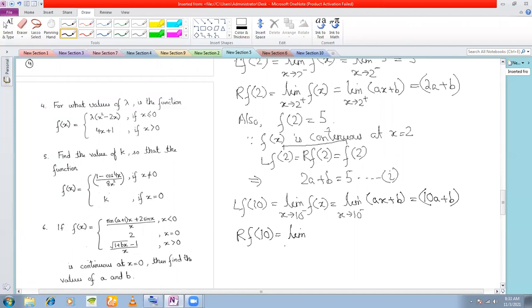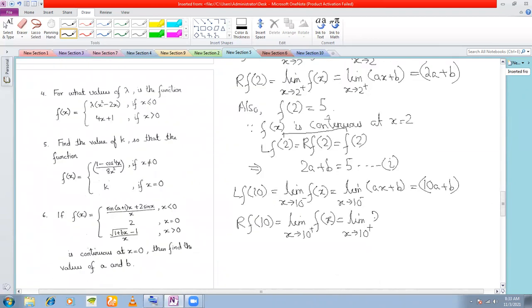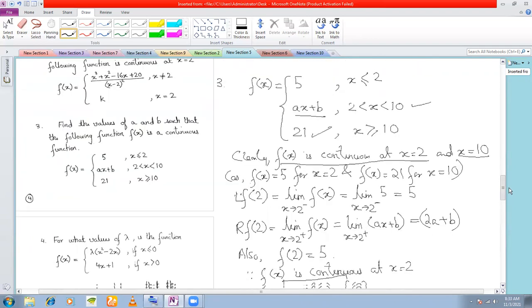You get limit x tends to 10 plus fx is equal to limit x tends to 10 plus. Now what is the value of fx for values of x that are greater than 10? It is 21. Put here 21. So you're getting 21 here. Also, what is the value of f10 here? F10 is equal to the same 21.